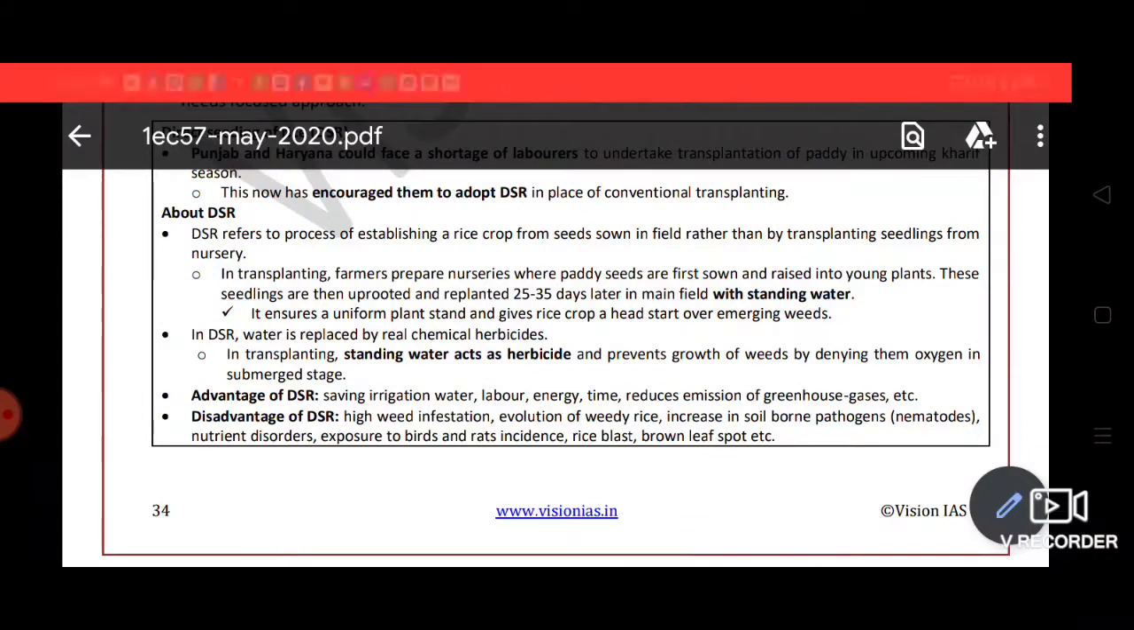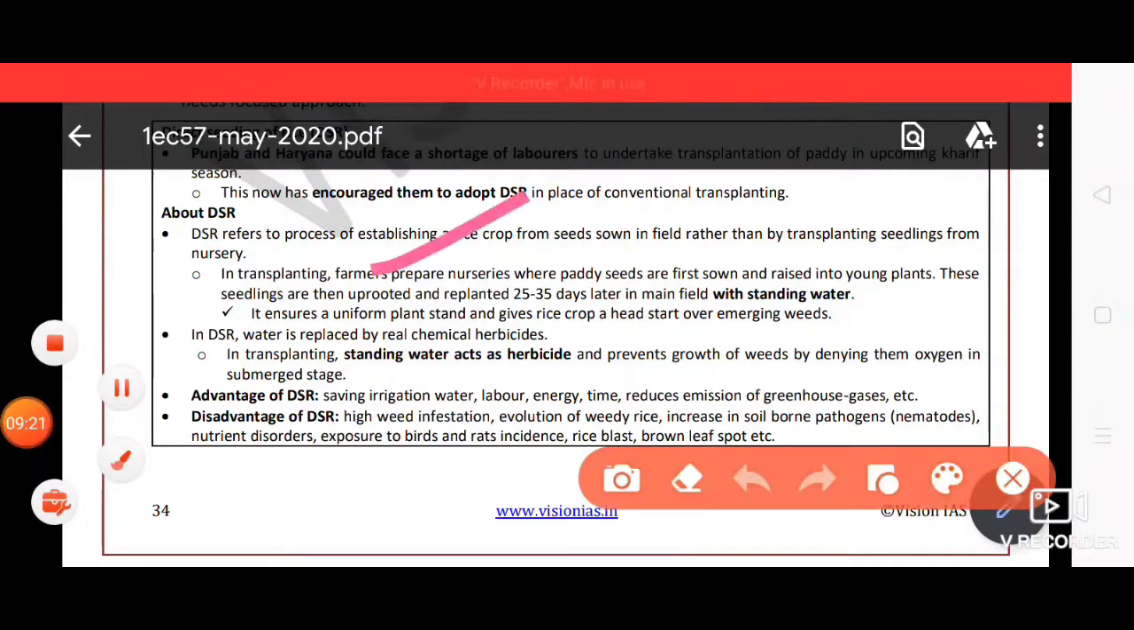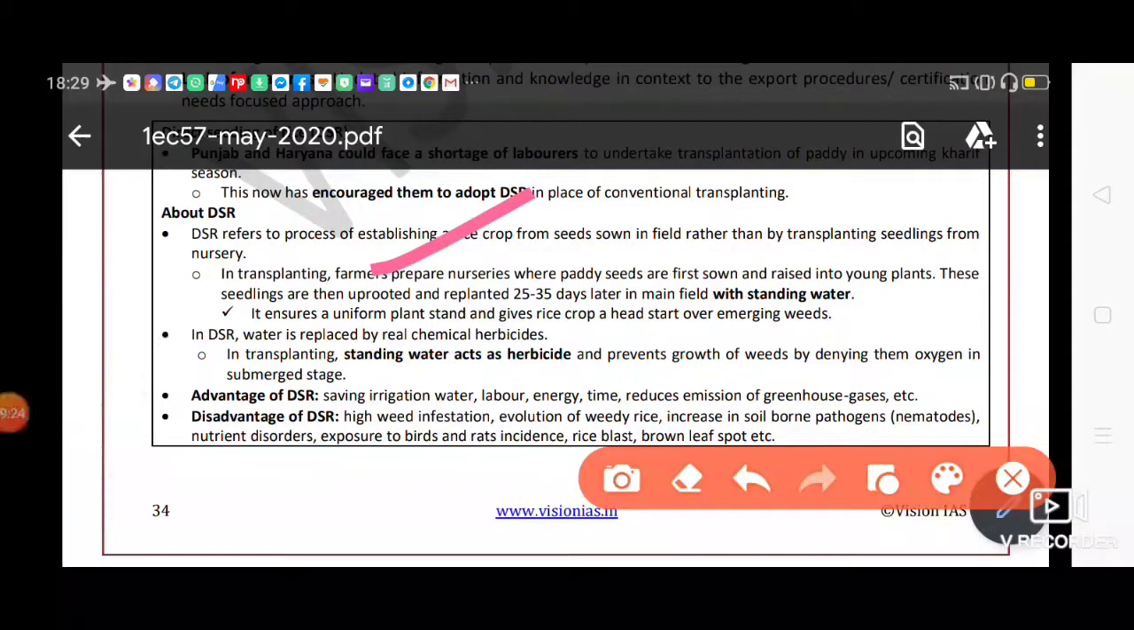In transplanting, farmers prepare nurseries. So as I just told you, nurseries where paddy seeds are first sown and raised into young plants. These seedlings are then uprooted and replanted 25 to 35 days later in main field with standing water. It ensures a uniform plant stand and gives crop a head start, and also helps in overcoming weeds. In DSR, that is the direct seeding of rice, water is replaced by chemical herbicides. In transplanting, standing water acts as herbicide and prevents growth of weeds by denying them oxygen. But in DSR, there are a lot of weeds.